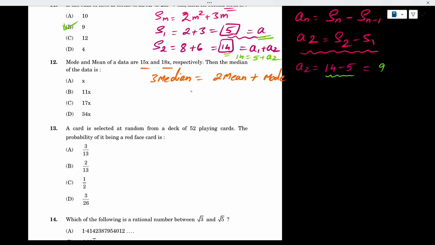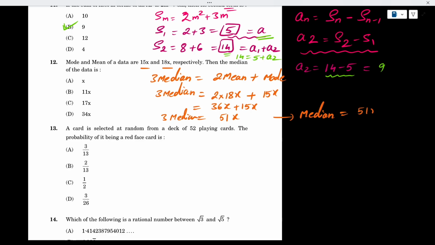Now, 3 median will be equal to 2 mean plus mode, and both are given here. So what is the mean here? 18x. Don't substitute the wrong value. So 2 times 18x, plus mode, which is given as 15x. So what are you going to get here? It will be 36x plus 15x, that is 51x. So 51x is your 3 median. I have to get the median, so median equals 51x by 3, which you will get as 17x. So the right option is 17x, your option number C.